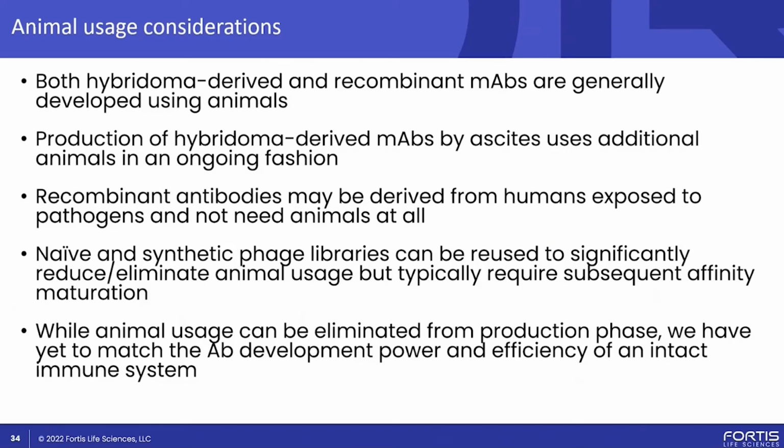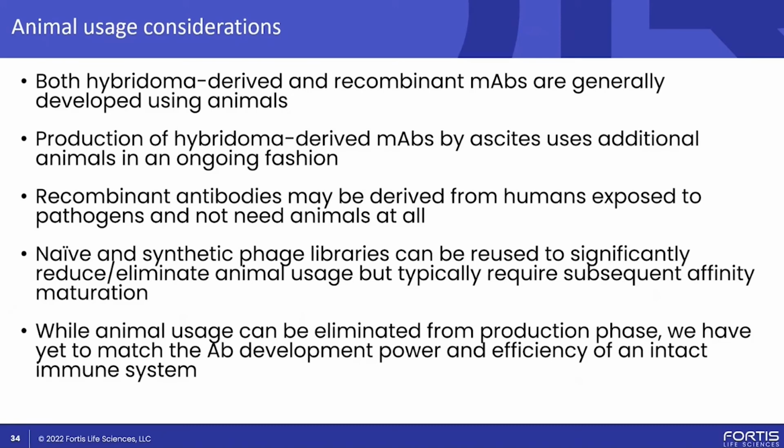Recombinant antibodies, on the other hand, can actually be derived using single B cell technologies from humans that have been exposed to pathogens. And in those cases, there's not any need to use animals at all. That's also the case in naive and synthetic phage libraries, where those can be reused over and over again for different targets. And again, that will reduce in the case of naive and eliminate completely in the case of synthetic phage libraries the need to use animals at all.